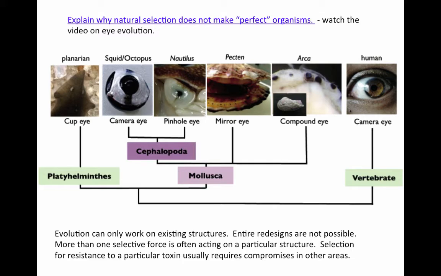The other factor is that a lot of times there's more than one selective force that actually is acting on a particular structure. For example, selection for resistance to a toxin might make an animal slower, simply evolutionary trade-offs. And so you can't make a perfect organism.